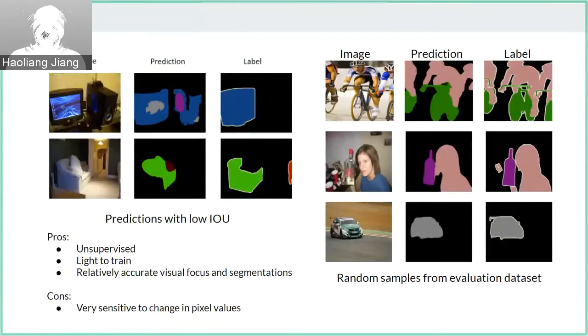Here are some examples of predictions. We found that SegSort is very sensitive to pixel values. We think this is because of inaccurate pseudo-labels and semantic information loss during training.